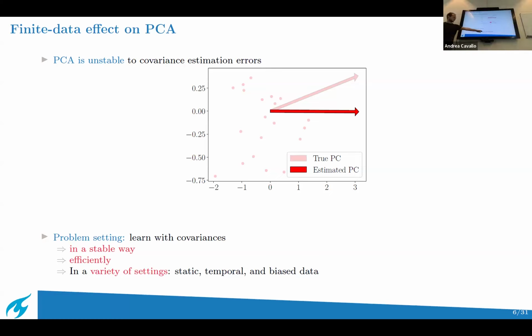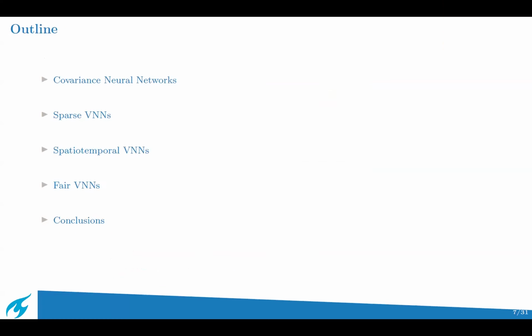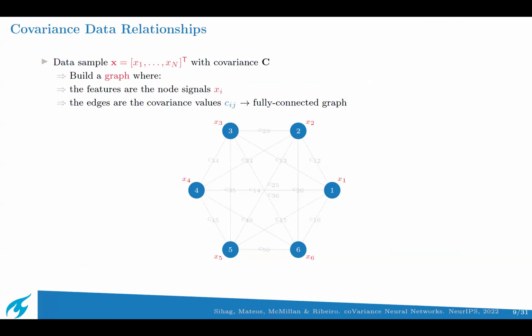So some static data, we want to use temporary data, and we will also account for the situation in which there might be some bias in the data. So not all groups might be equally represented. So this is the outline, and I'll start by introducing how we process data through their covariances.